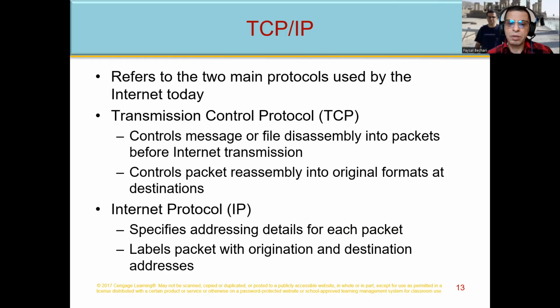And IP, internet protocol, is the address of the other side, which is a number, but it is covered with some kind of a naming. So they know where it's coming from and where it's going. So a specific address detail for each packet. It labels the packet with origin and destination address.